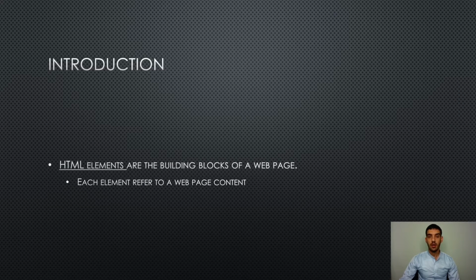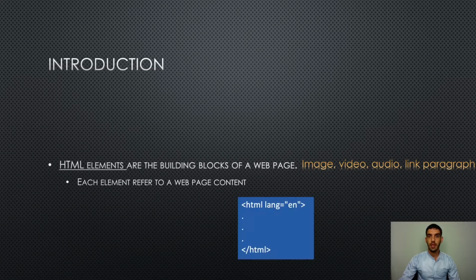HTML elements are the main blocks of a web page, which means each element refers to one content on the web page, such as image, video, audio, link, paragraph, as well as text. So we will use these elements to tell the browser that we want to include this content on our web page. Each element begins with an opening tag and ends with a closing tag, let's say most of them.